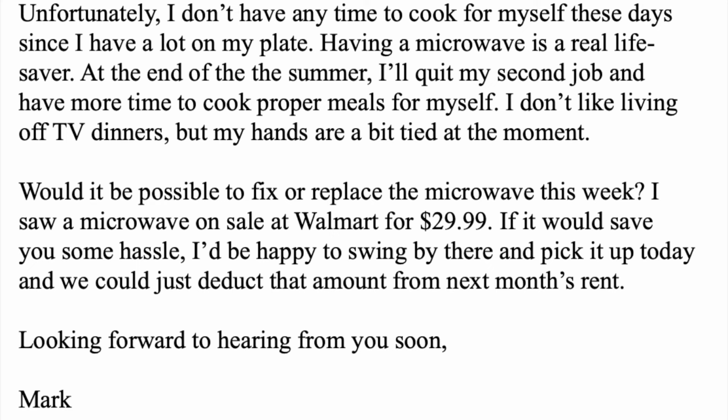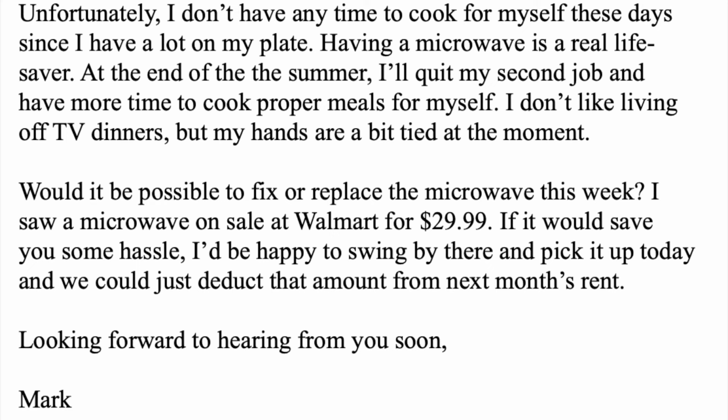He's your landlord. You're the tenant. Yeah, you have your rights. It's his responsibility to replace it. Right here in Canada, in most situations, the landlord has the responsibility to replace things like a microwave or a fridge or that kind of thing. Okay, so it's nice if you say, would it be possible to replace the microwave? And then I say this, look, I saw a microwave on sale at Walmart for $29.99.